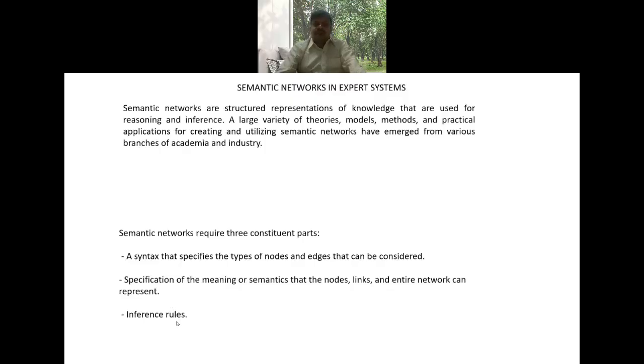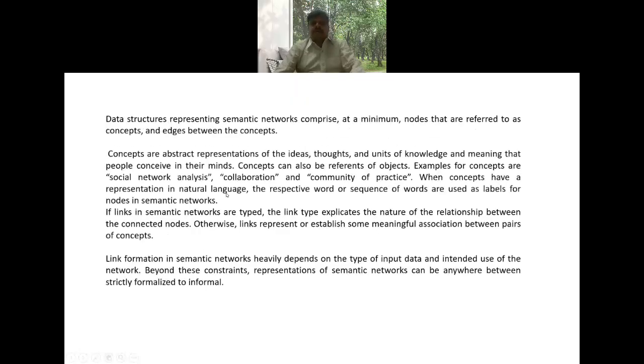And inference rules: already we have seen the role of inference rules in the first chapter. That is, the inference engine will make use of some rules, based upon either if-then rules or algorithms or any other predefined rules by the user. So the semantic network consists of these three: syntax, specification, and inference rules. Now, let us see how semantic networks are constructed.